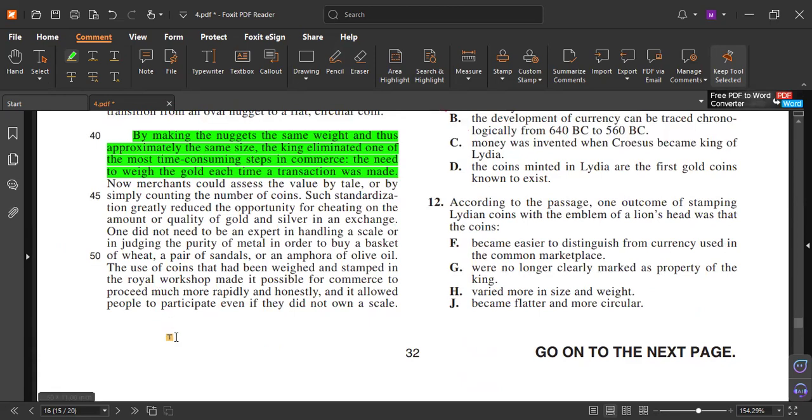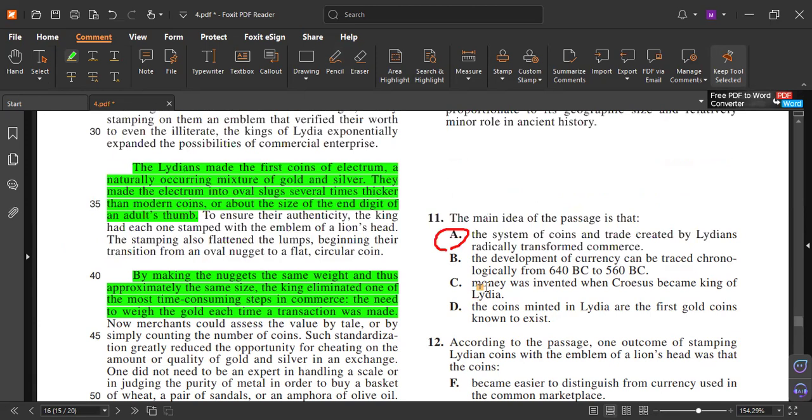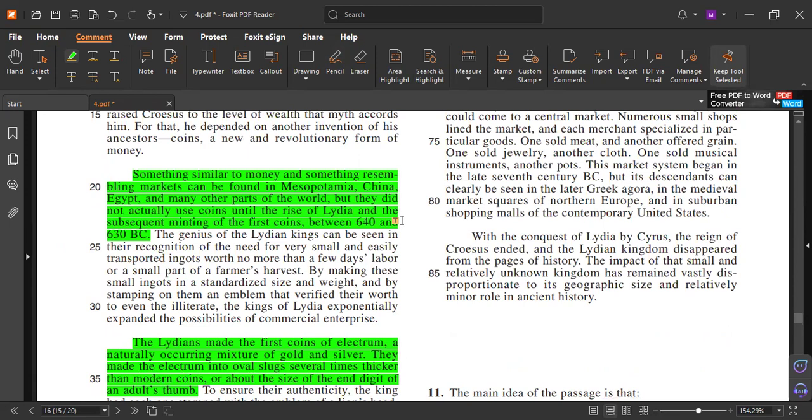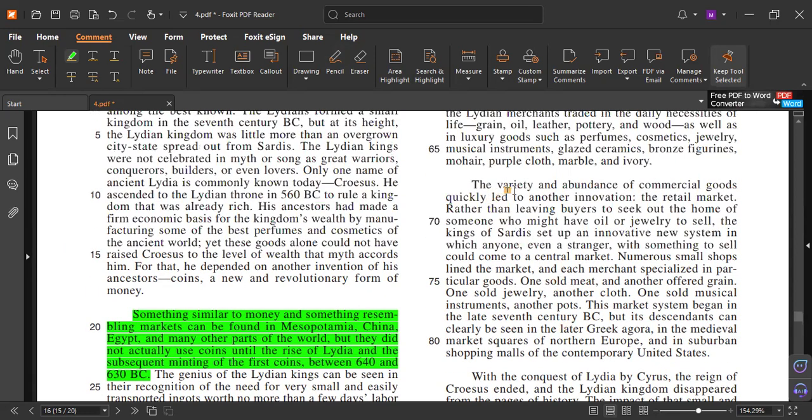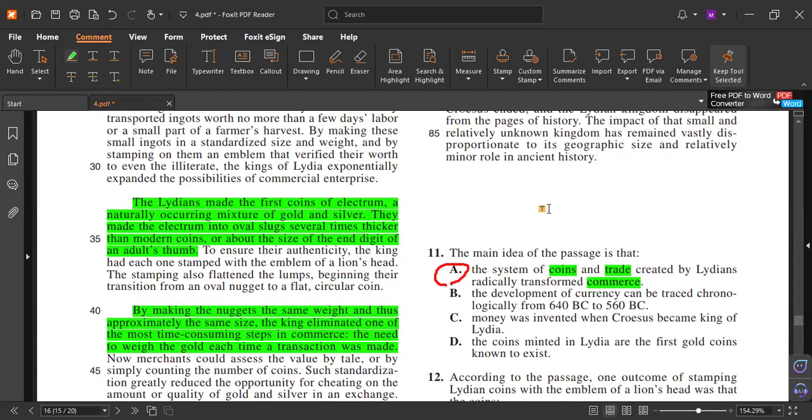And the end of each paragraph can tell you, look, the use of coins. So it's not about whether money was invented or not, but about the system of coins, about the trade made there, and just transfer to commerce, as I mentioned in the markets. Yes, the impact of that small and relatively unknown kingdom has remained. Here again, the variety and abundance of commercial goods below the beginnings. All of these can help you. That's why I keep this question to the end, or read the beginnings and ends of each paragraph if you are confused.